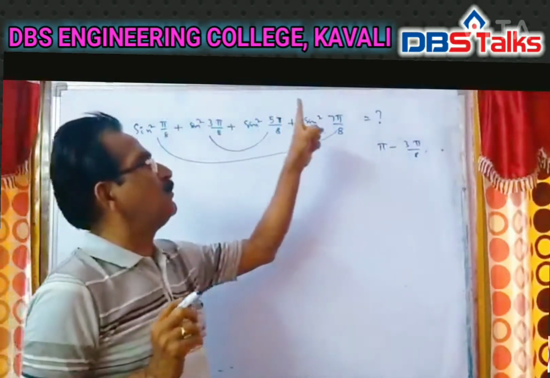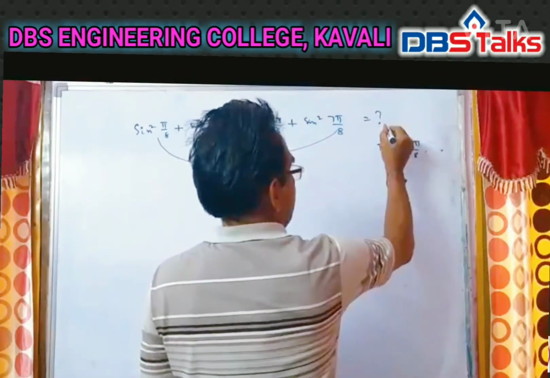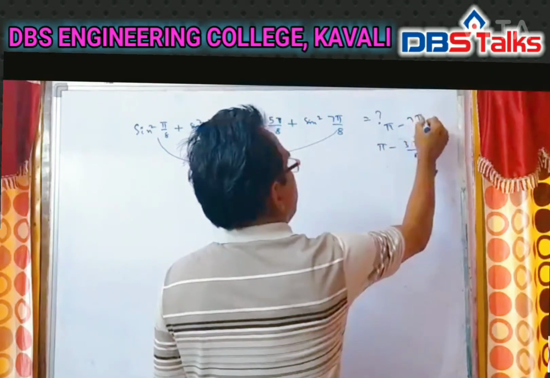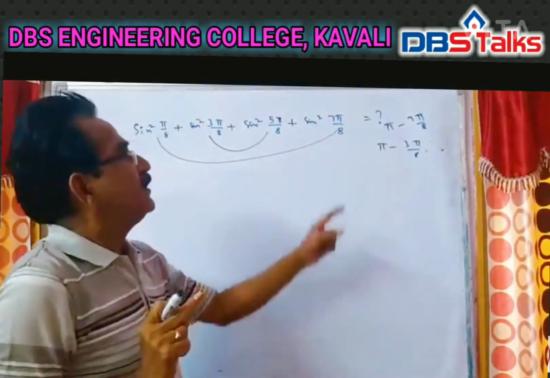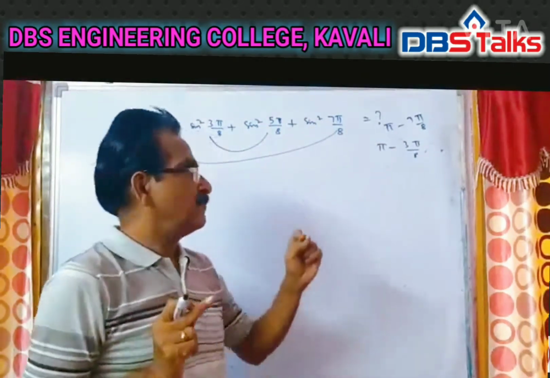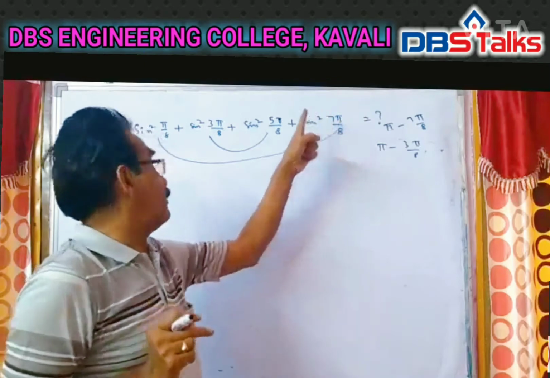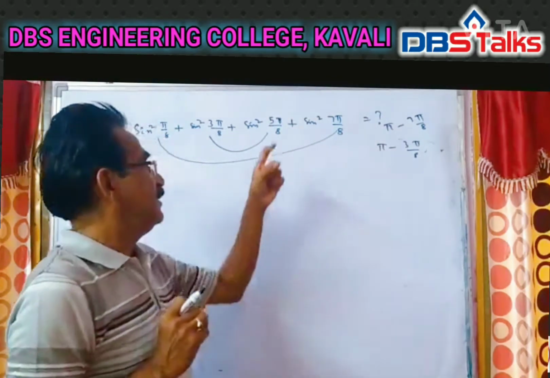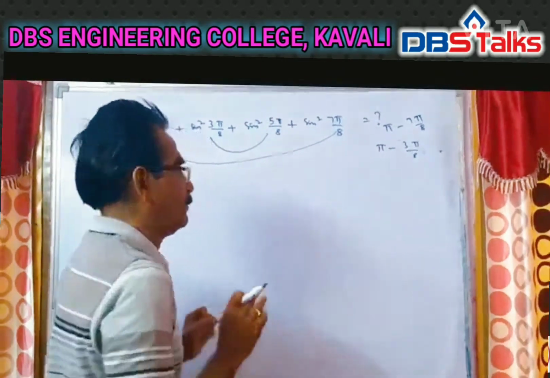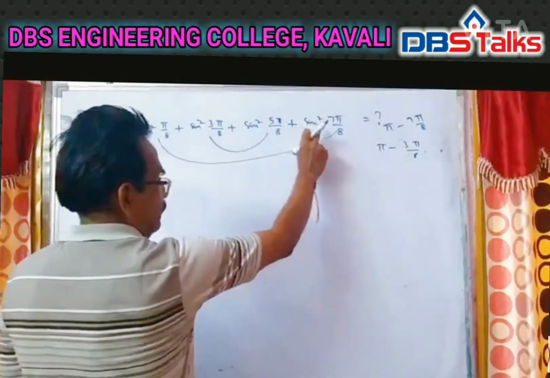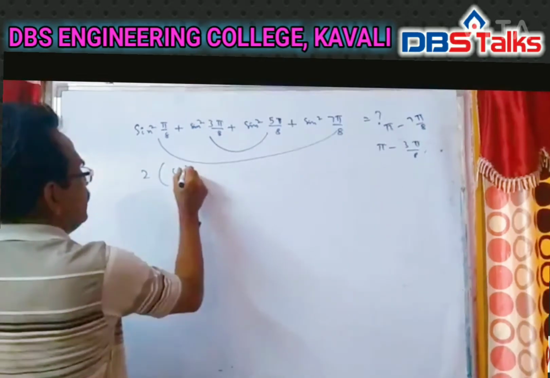Sine pi by 8 is equal to sine 7 pi by 8 because pi minus 7 pi by 8 is equal to 8 pi minus 7 pi by 8. So, always remember this point friends. In case of sine, 7 pi by 8 is equal to sine pi by 8, and 5 pi by 8 is equal to sine 3 pi by 8. This is the first thing you have to remember. So, sine square pi by 8 plus sine square pi by 8 is 2 into sine square pi by 8.